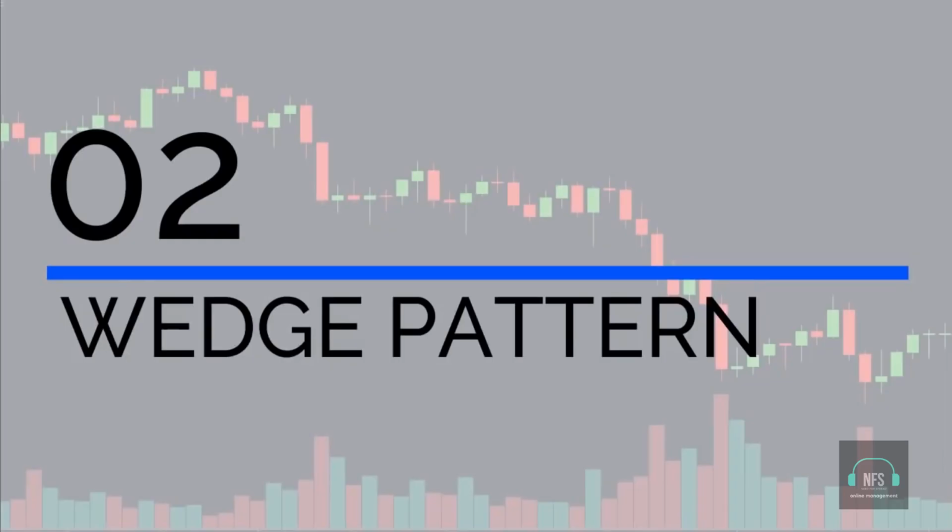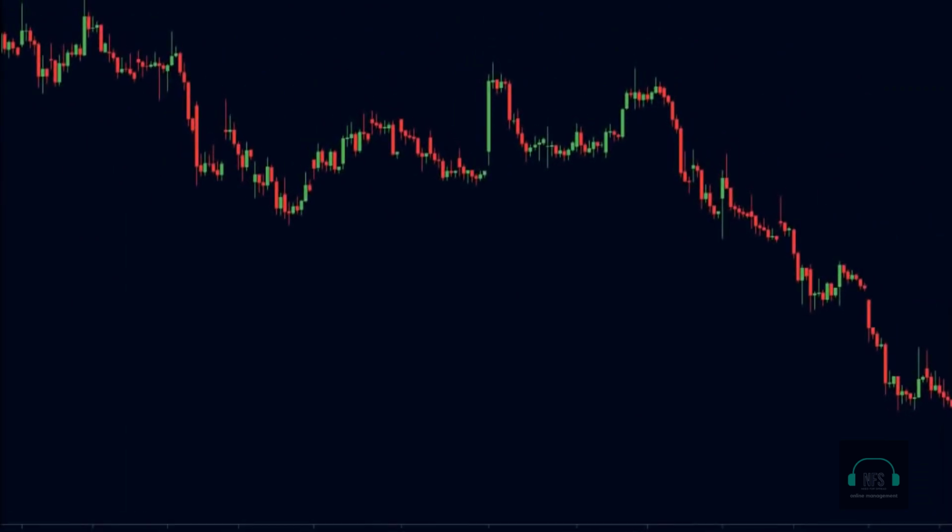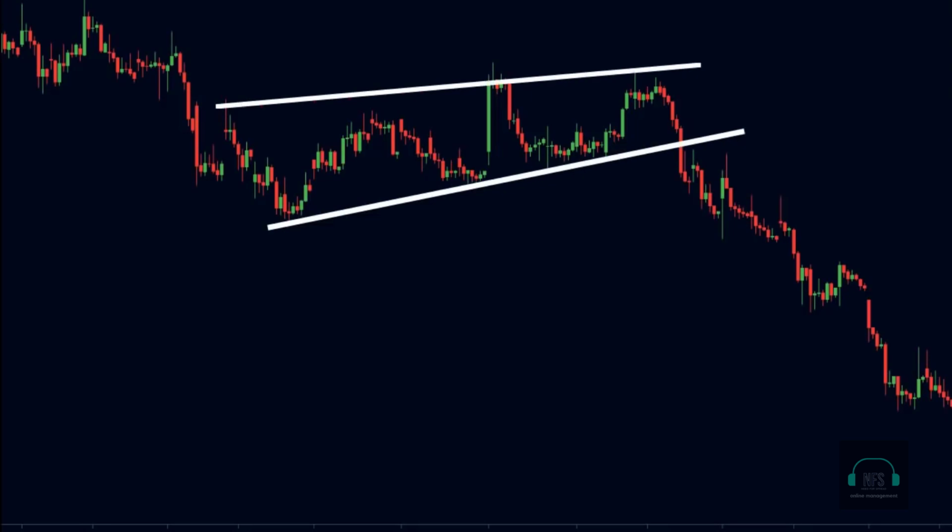Let's look at the wedge pattern. By definition, a wedge pattern is formed by creating 2 converging lines that connect the highs and lows of the price respectively. The main characteristic of the wedge pattern is that the distance between the upper and lower boundary keeps on decreasing as new candles are formed.